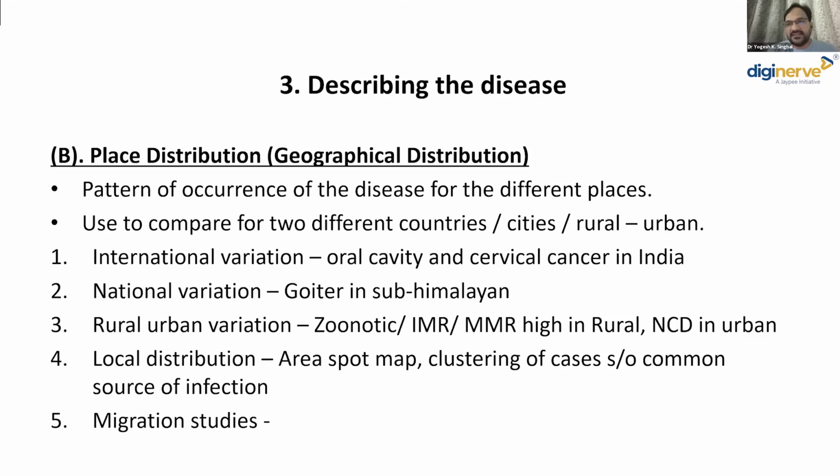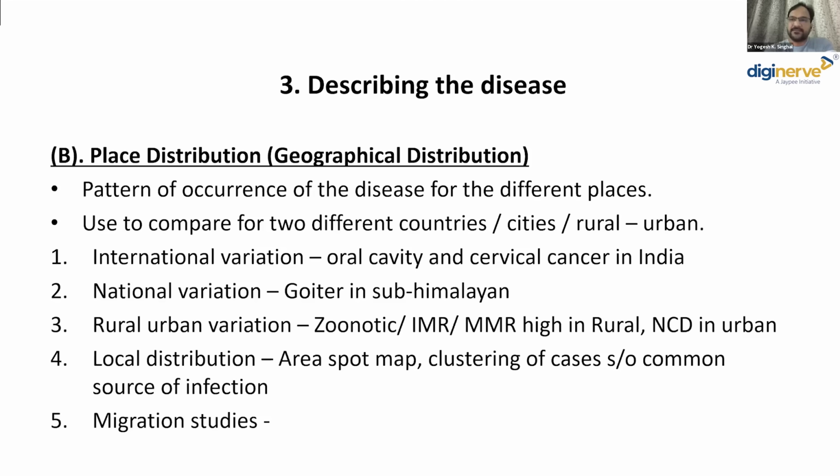Now we can say rural-urban variation. Zoonotic diseases are high in the rural area because there is a high chance of interaction between animals and humans in the rural area, in the tribal area. IMR and MMR are high in the rural area because of the non-availability of medical services, and non-communicable diseases are higher in the urban area because of the sedentary lifestyle. Then we can say local distribution of disease, also a geographical distribution. We can make a spot map to identify the cases in a colony or in a community. We can find out the cluster of cases by using a spot map.